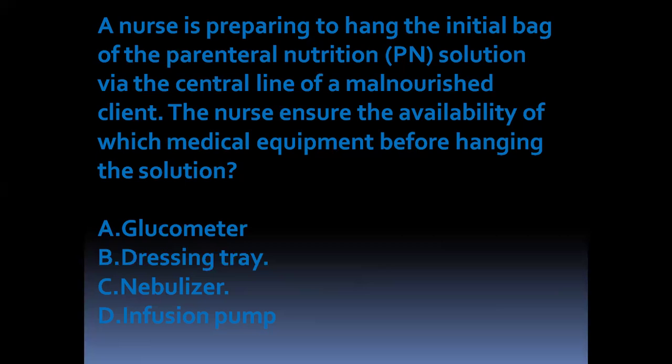So what is needed here? For preparing an initial bag, you are just going to connect. Okay, so no need for a glucometer, because after connecting the bag, only after 2 hours will you check the glucometer sugars to know whether the patient is hypo or hyperglycemic. Okay, so here the answer is D, infusion pump. Got the point? So TPN must go with the infusion pump with the central line. Got the point? Okay. Let's see the next question.